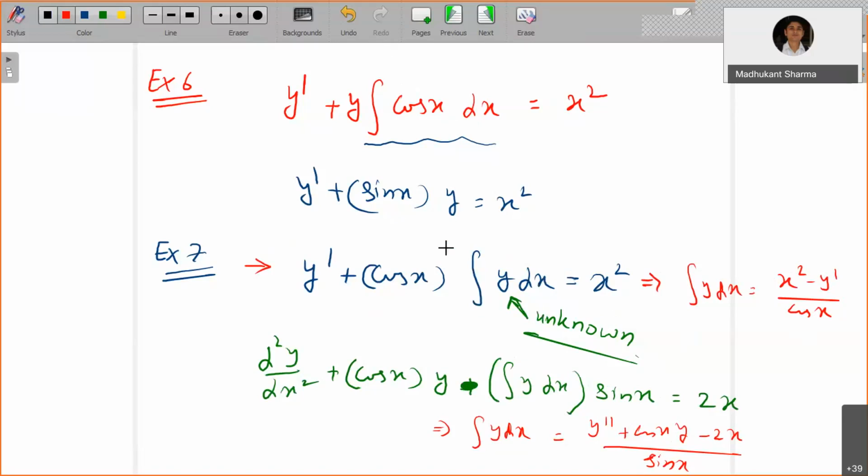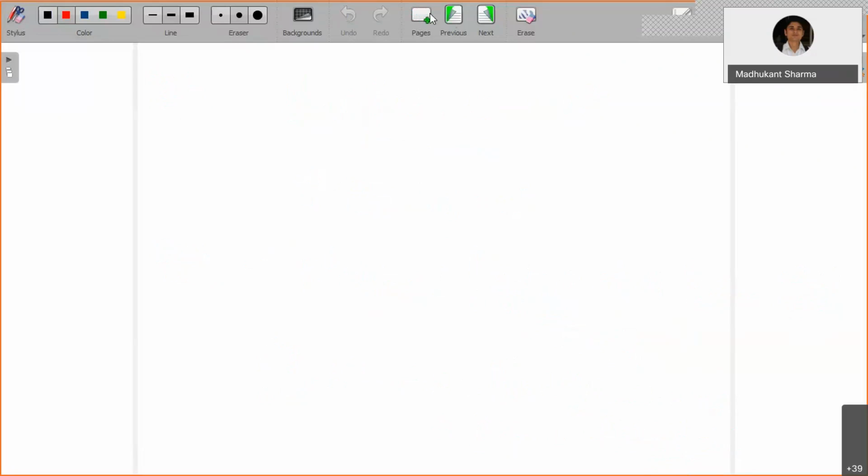Another way you can do is, you can write integration y dx is equal to this, and then differentiate both sides with respect to x, and then you will also get one equation. But I hope this is going to be the same equation.